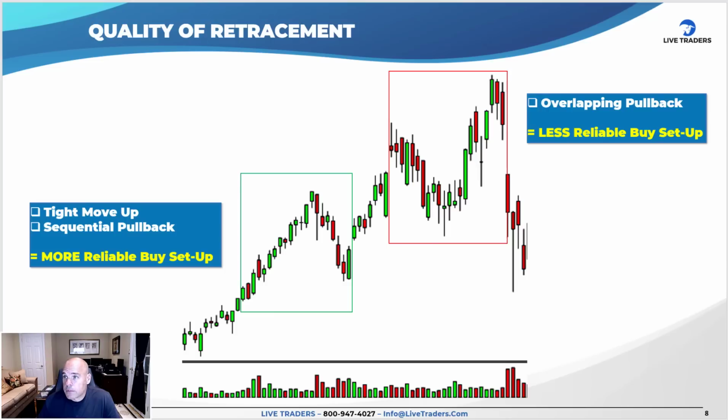Now, take a look at a real chart. We move up on the left-hand side and we pull back. We move up, we pull back, we move up, we pull back. Now, the green box is a relatively tight move up. Okay? Sequential, sort of, right? I mean, there is a bottoming tail. That bottoming tail kind of messes with us a little bit, right? But without the bottoming tail, you kind of have a sequential pullback, right?